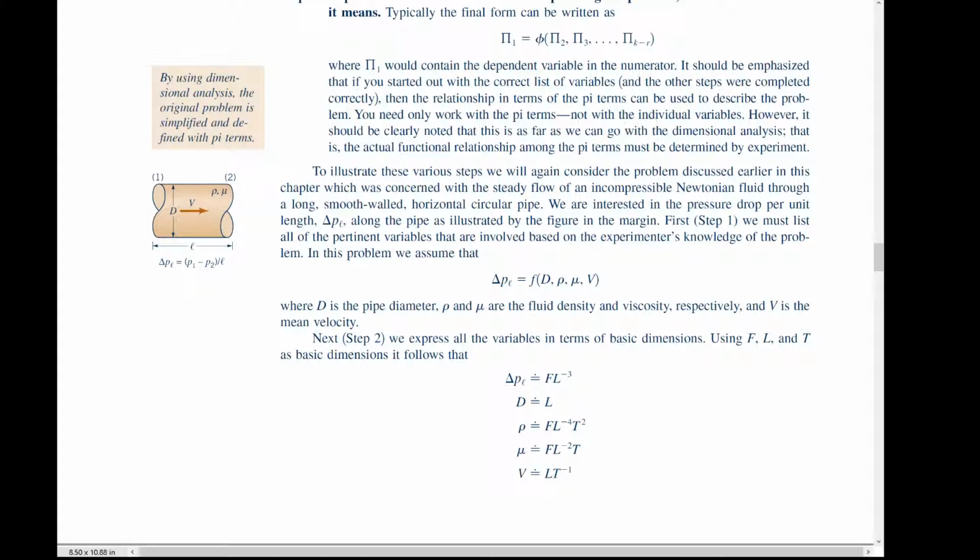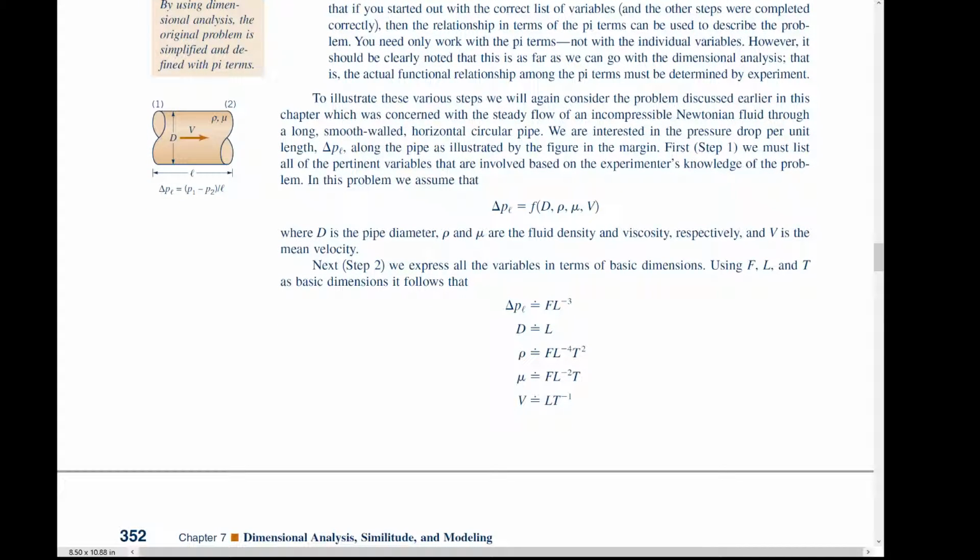To illustrate these various steps, we will again consider the problem discussed earlier in this chapter, which was concerned with the steady flow of an incompressible Newtonian fluid through a long, smooth-walled, horizontal, circular pipe. We are interested in the pressure drop per unit length, delta p sub l, along the pipe as illustrated by the figure in the margin. First, step 1, we must list all of the pertinent variables that are involved based on the experimenter's knowledge of the problem. In this problem, we assume that delta p sub l is a function of diameter, density, viscosity, and velocity, where D is the diameter of the pipe, rho and mu are fluid density and viscosity, and V is the mean velocity.